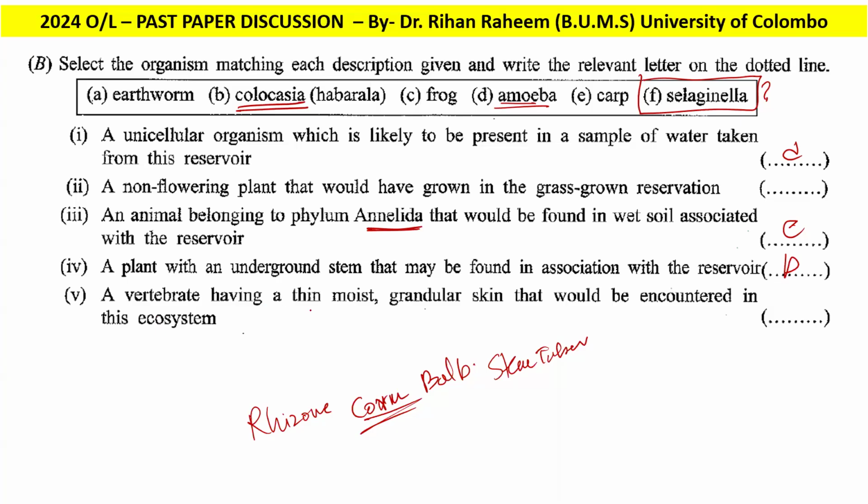Next one, a vertebrate having a thin, moist, glandular skin that would be encountered in this ecosystem. Glandular skin, if there are glands in the skin will have a lot of mucus. So obviously it is the frog. So now earthworm answer cut, Colocasia cut, frog cut, amoeba cut. We are left with carp and Selaginella. Carp is a type of fish. So can the fish come as a non-flowering plant? No, obviously. We put F.